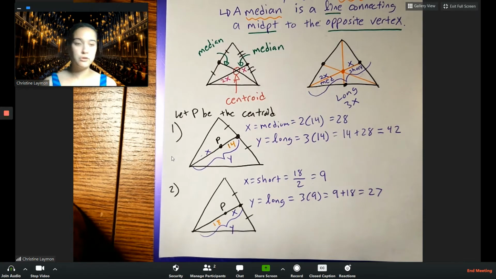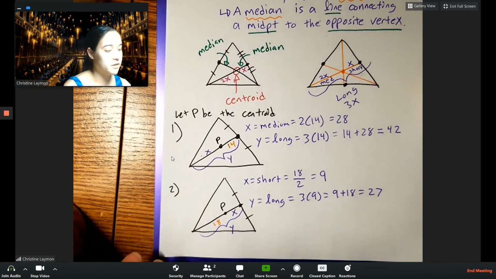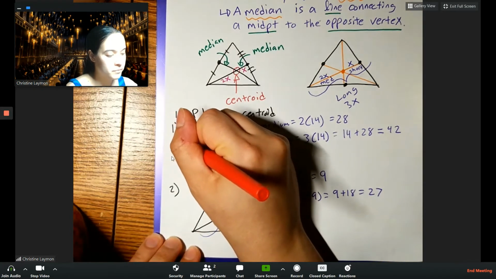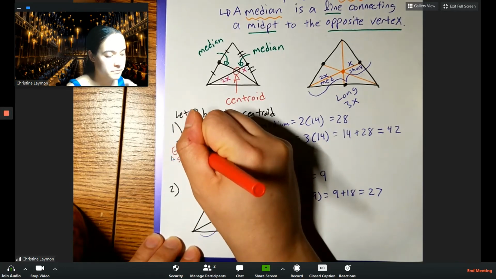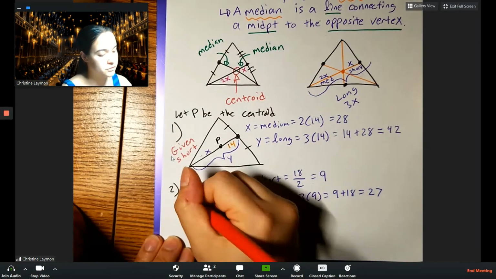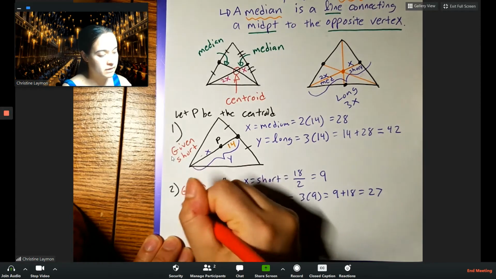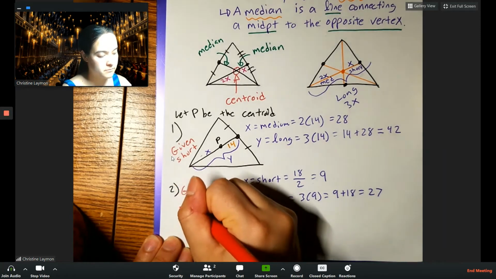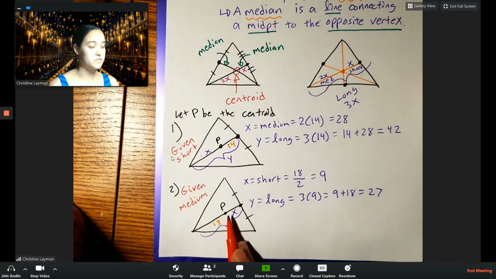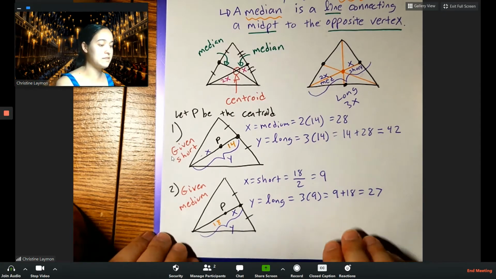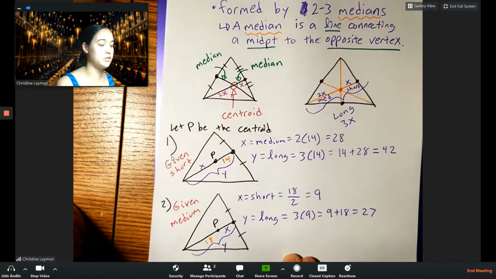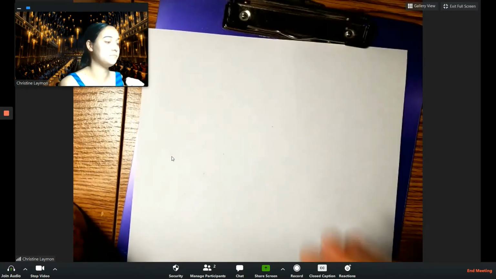Make a little other note up here. This question here is what you do when you've been given the short. This next one is what you do when you've been given the medium. And again, the medium goes from centroid to vertex. Let's go ahead and do one last one, this time looking at a triangle where I give you the long.